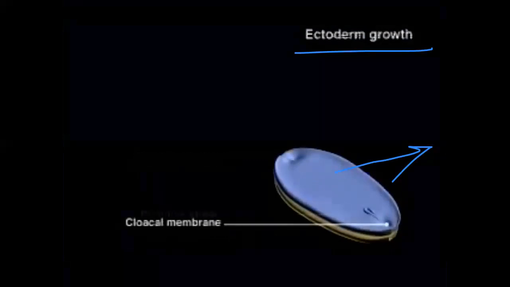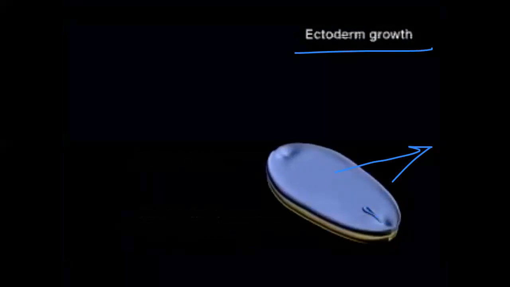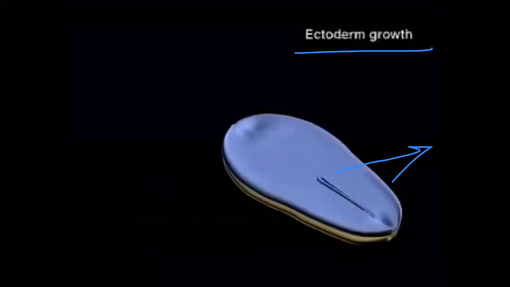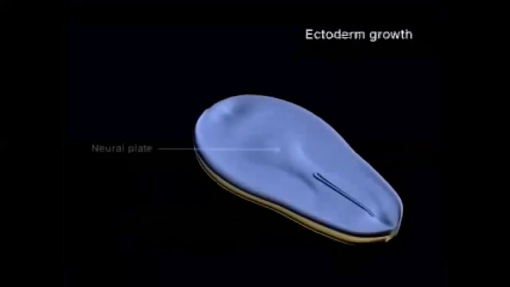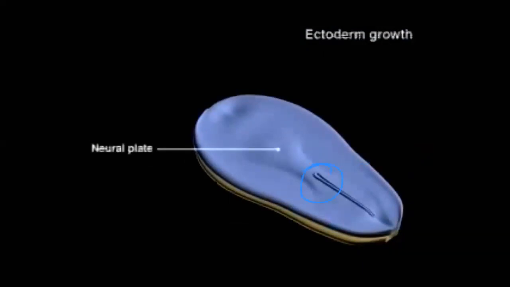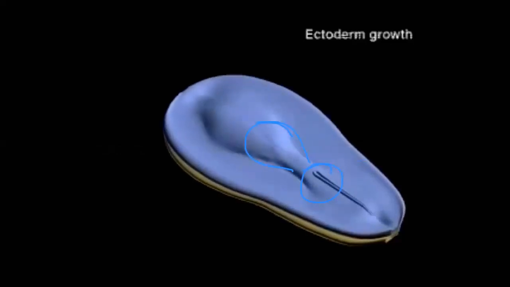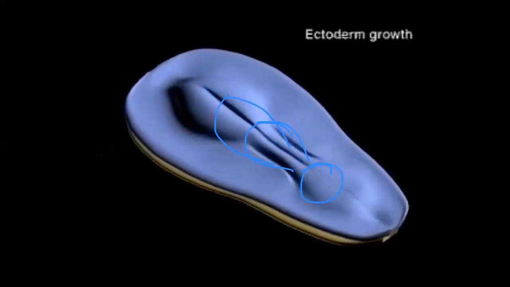Okay. So you can see slowly the primitive streak is going to be developed here, and the primitive streak forms the primitive groove. This is the primitive groove. And along with that, we know that the ectoderm is going to form the neural plate. Neural plate slowly develops and forms the brain. The brain is also formed from here, and the remaining you can see is the spinal cord.